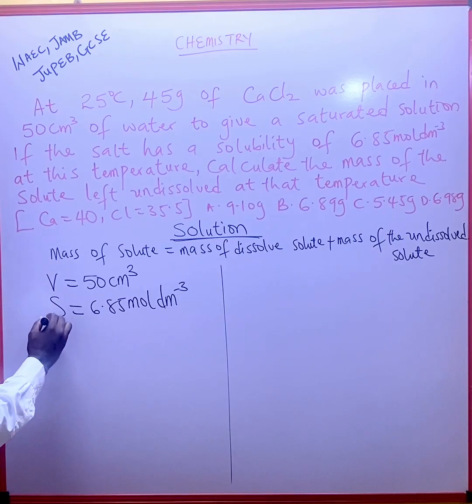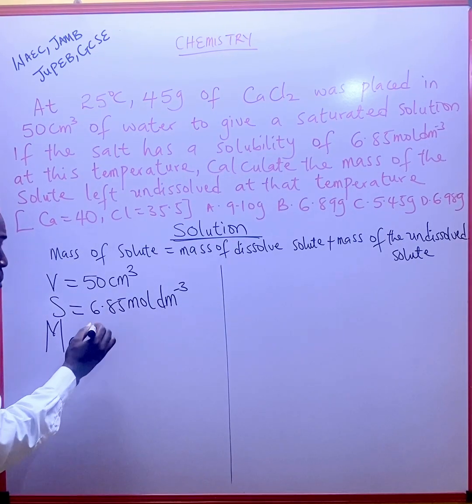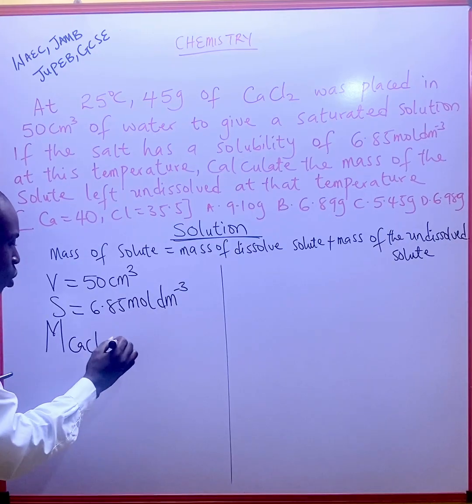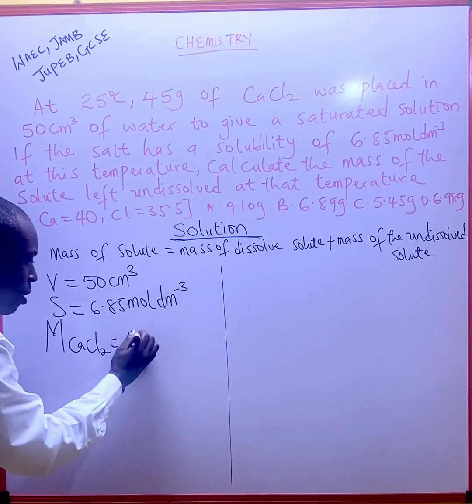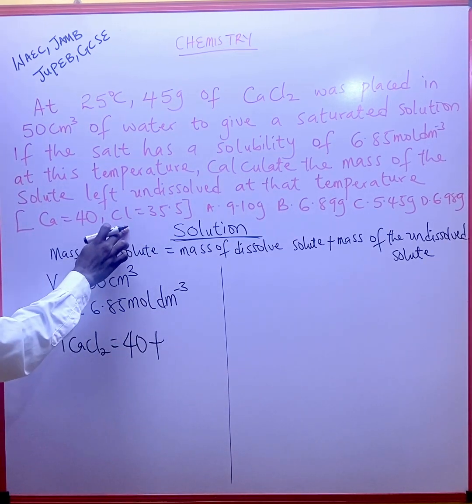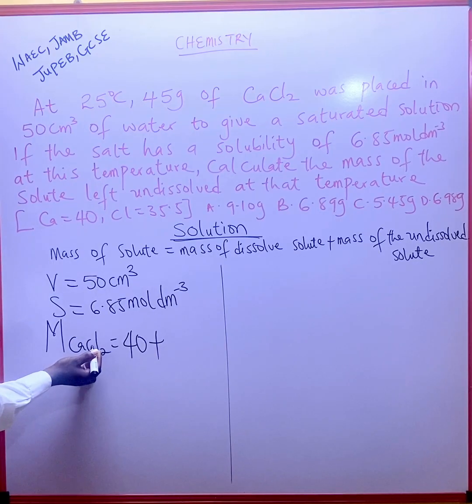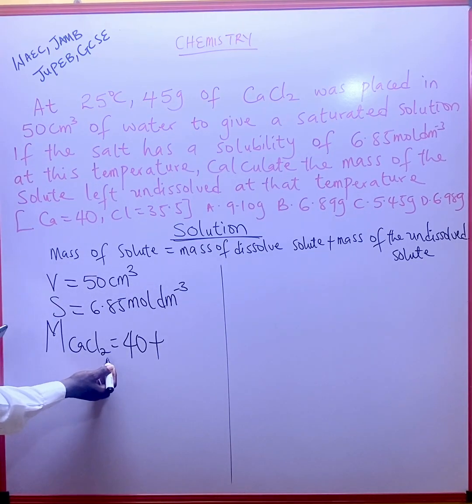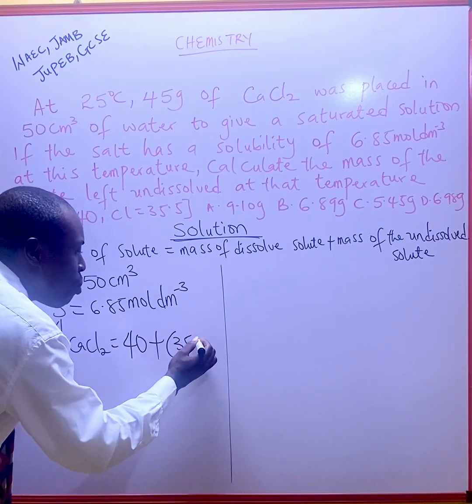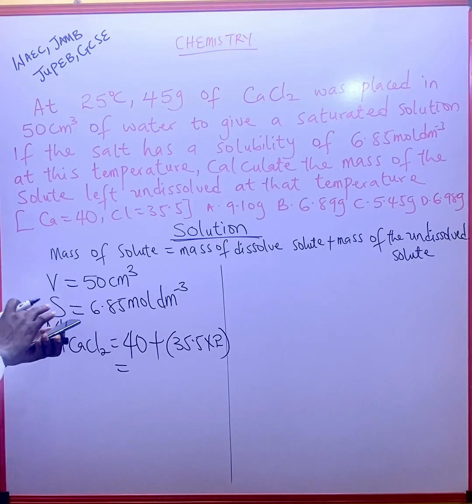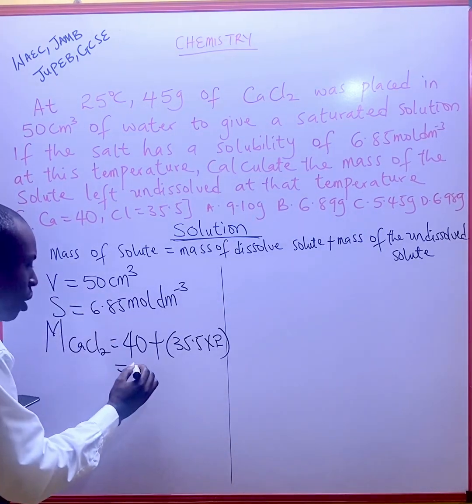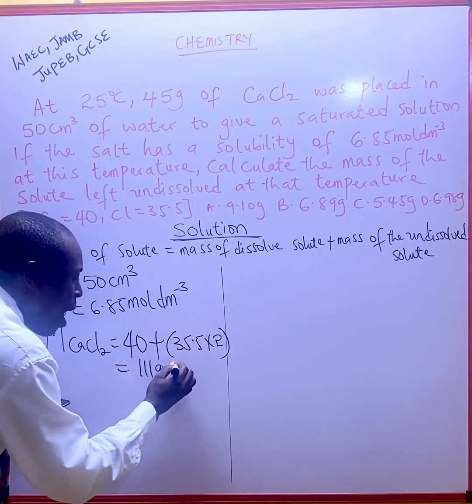But before then, the molar mass of calcium chloride is equal to calcium, which is 40, plus chlorine, which is 35.5. Remember, one chlorine is 35.5, but you have two chlorine here. So it will be 35.5 multiplied by 2, which is 71. We add it up: 40 plus 71 to give me 111 gram per mole.